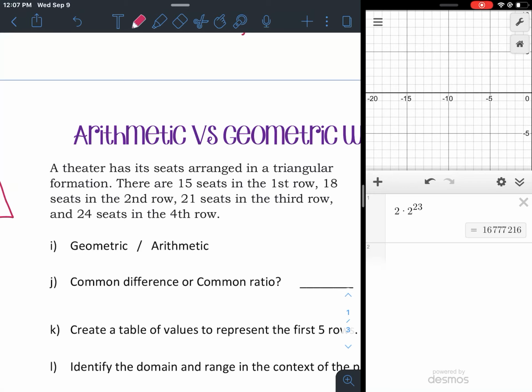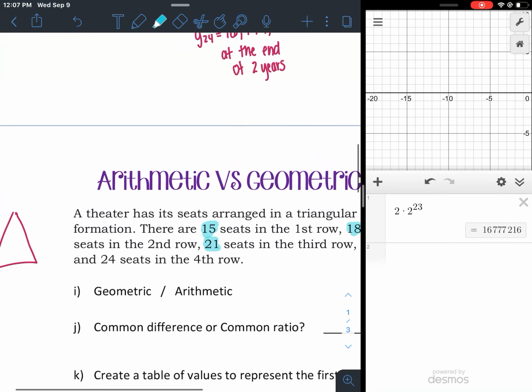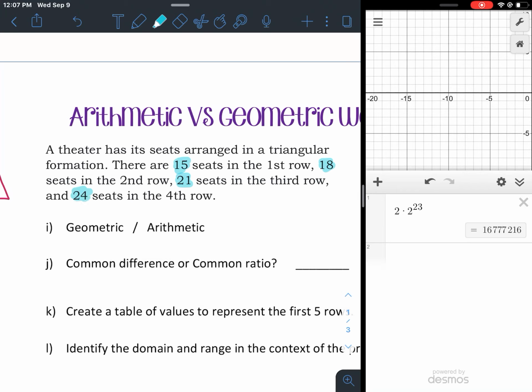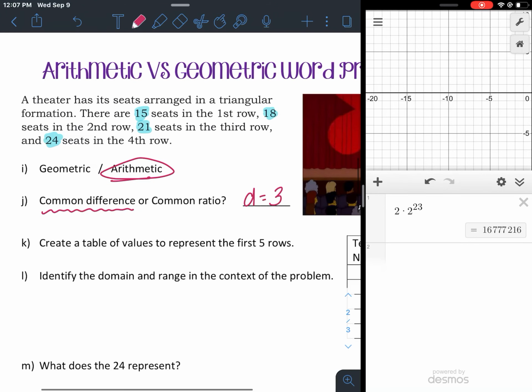Do we think that this sounds like a geometric pattern or an arithmetic pattern? So 15, 18, 21, and 24. It looks like we are increasing by 3 each time, so that means that's arithmetic, and our common difference is 3, because we're adding 3.